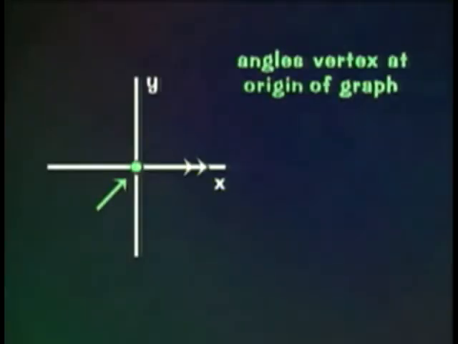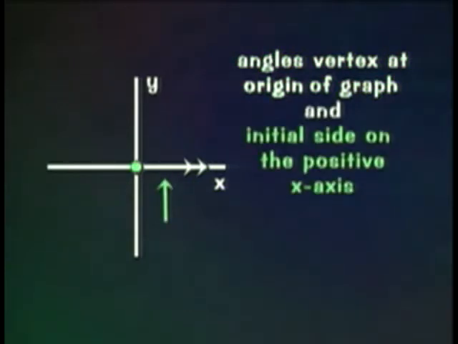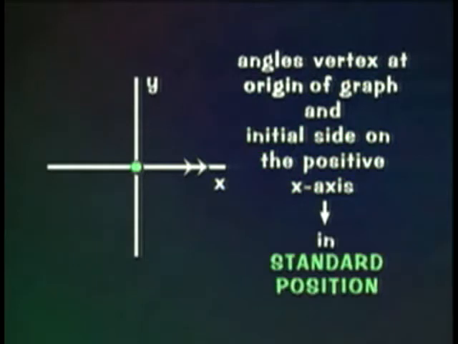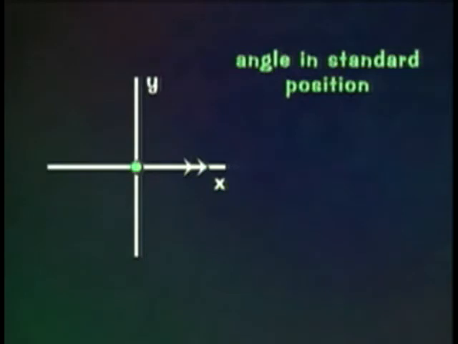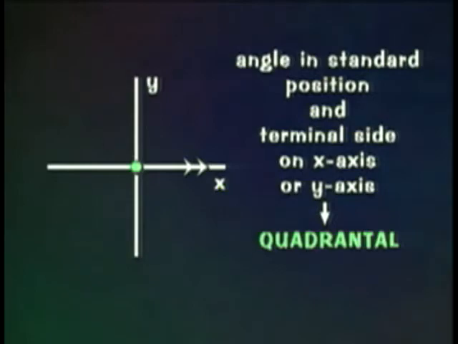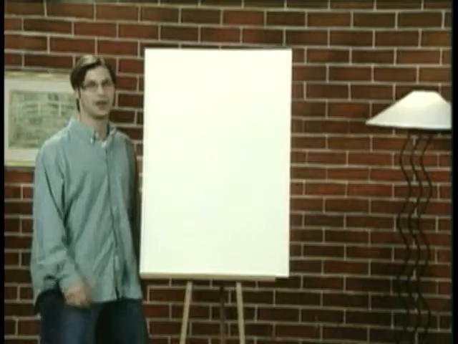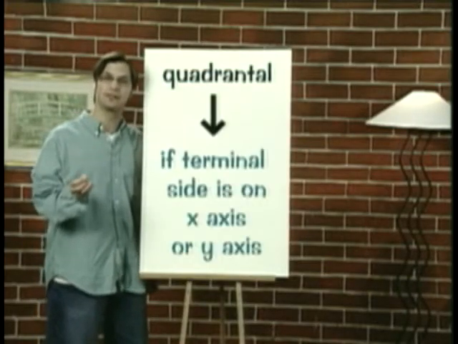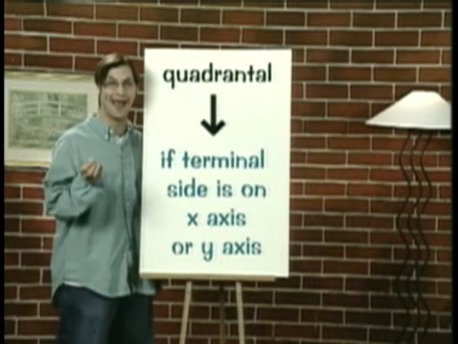When an angle's vertex is at the origin of the graph, and when its initial side is on the positive x-axis, the angle's in standard position. So, for an angle to be in standard position, its initial side must be on the positive x-axis. Now, if our angle is in standard position and the terminal side is on the x-axis or y-axis, then it's said to be quadrantal. Let's all say that word. Quadrantal. Okay, so our angle is quadrantal if its terminal side lands on either the x or y axis.